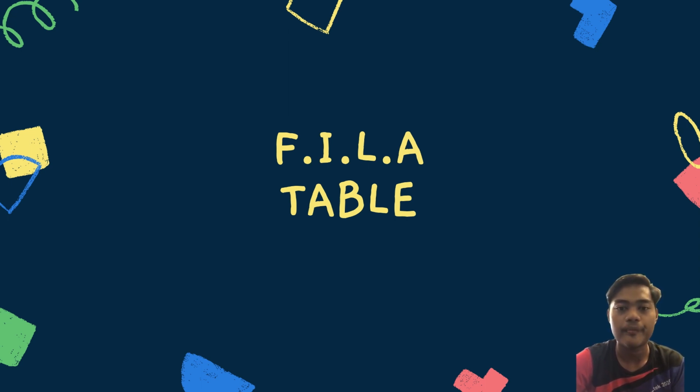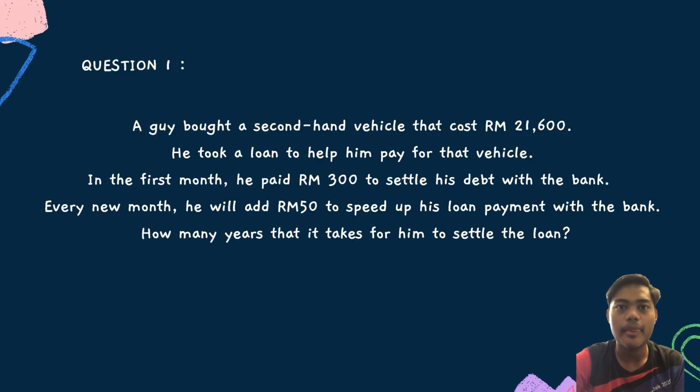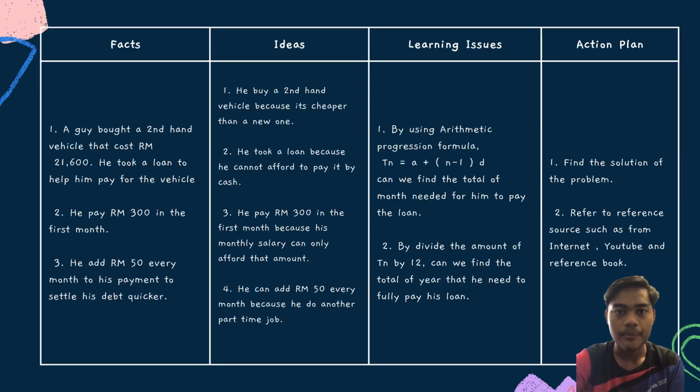My name is Sharul Razif, and I'm about to discuss our filler table in question 1 and question 2. For our question 1, a guy bought a second-hand vehicle that cost 21,600 ringgit. He took a loan to help him pay for that vehicle. In the first month, he paid 300 ringgit to settle his debt with the bank. Every new month, he will add 50 ringgit to speed up his loan payment with the bank. How many years does it take for him to settle the loan?